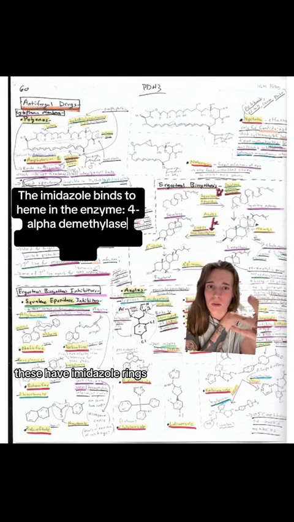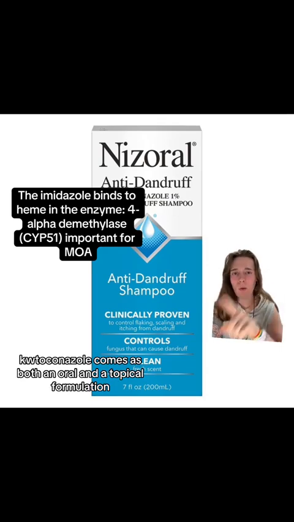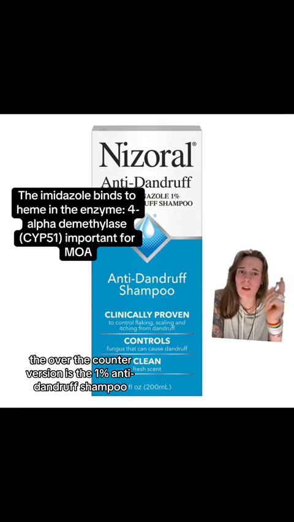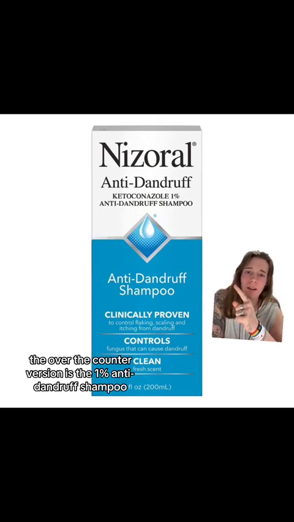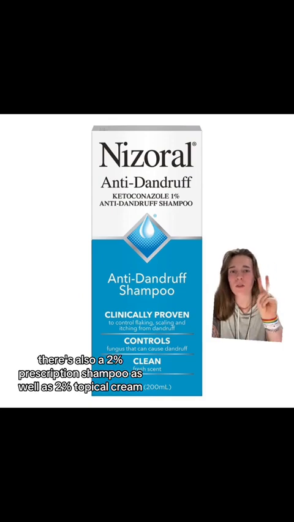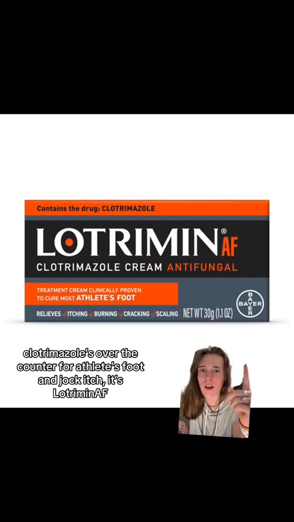These have imidazole rings. Ketoconazole comes as both an oral and a topical formulation. The over-the-counter version is the 1% anti-dandruff shampoo. It's called Nizoral. There's also a 2% prescription shampoo as well as a 2% topical cream. Clotrimazole is over-the-counter for athlete's foot and jock itch. It's Lotrimin AF. Time for the non-antifungal drugs that have the word azole in it.